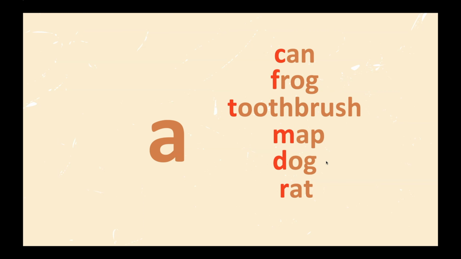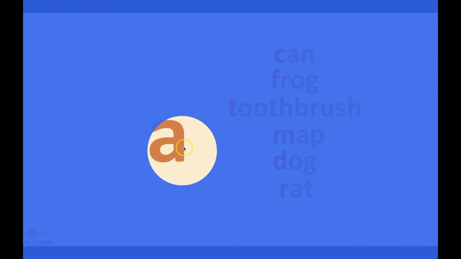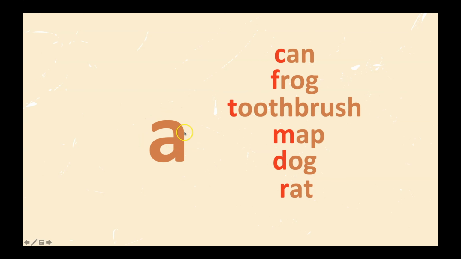Okay, we know that the alphabet has 26 letters. Five are vowels, A, E, I, O, and U. So that means that the other 21 letters we use with a. And we call those 21 letters consonants. So we use a with any word that begins with a letter that is not a vowel.